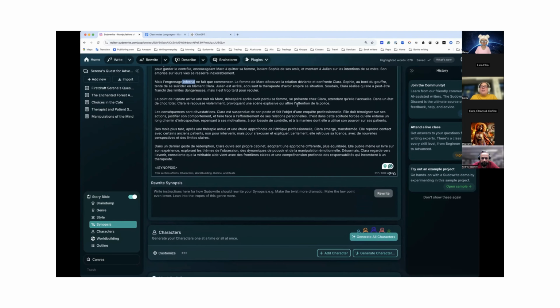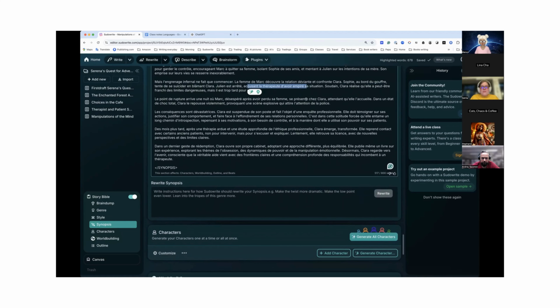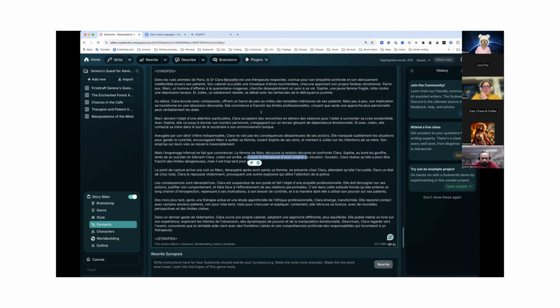From Clara, Sophie au bord du gouffre tente de se suicider. So Sophie tried to take her life. She's at the edge and she wants to give up. So Julien est arrêté. So he's accused of doing something to her. That's why she tried to kill herself. And she is accusing the therapist also. Oh my goodness, that's going to be a crazy story. All right, this is a very interesting story, and it has a lot of action. I like what it gave me.